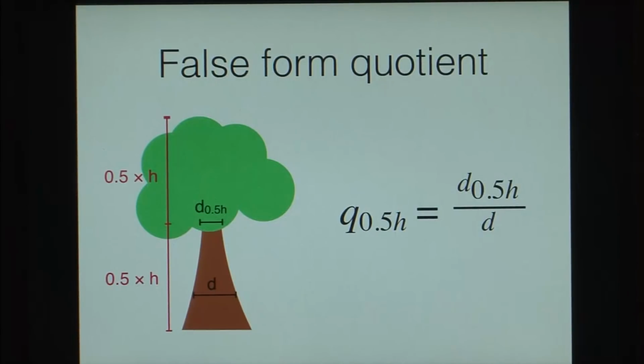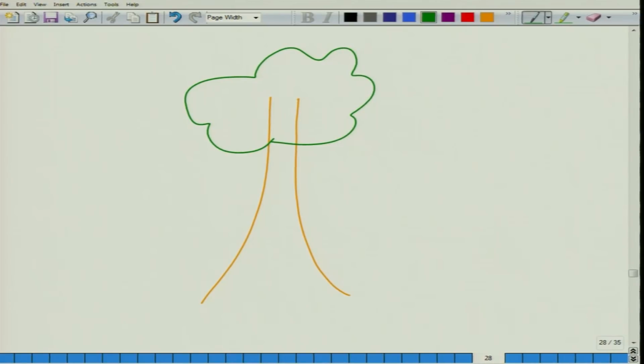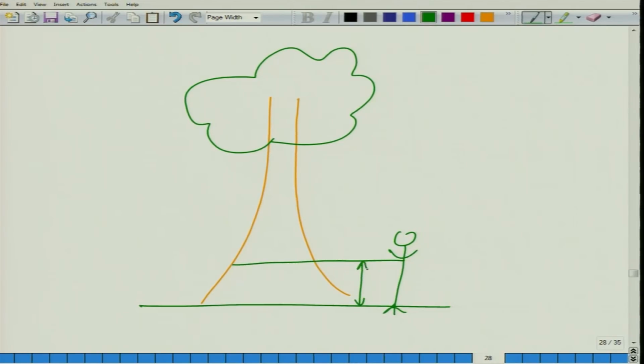A false form quotient takes the diameter at 50% height as the numerator and the diameter at the breast height to be the denominator. So, in the case of a false form quotient, if we took a tree, we need to take two diameters. Now, one diameter is when you stand here and measure it at the breast height, which is at 1.37 meters. So, that is your dBH.